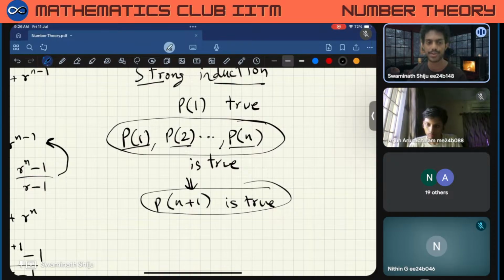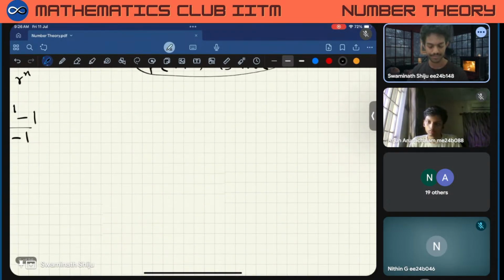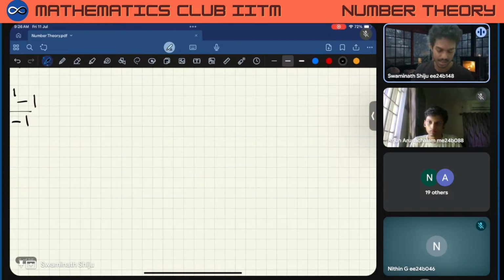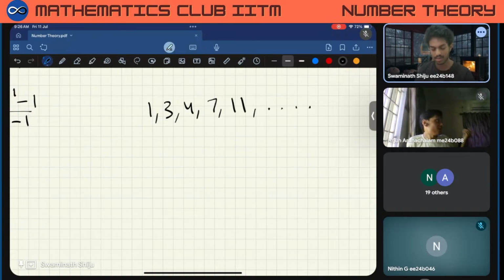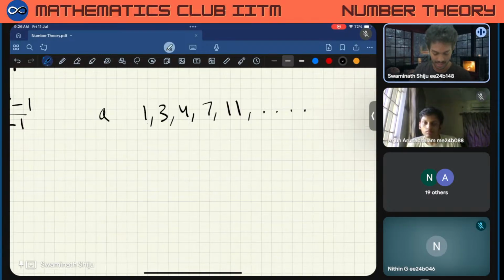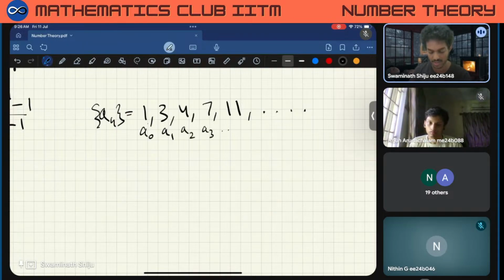Now, why would you want to use strong induction would be one question. Consider this series, right? 1, 3, 4, 7, 11, and so on. This is a form of Fibonacci series, not the normal one, but 1 plus 3 is 4, 3 plus 4 is 7, 4 plus 7 is 11. Now I want to prove something. Let's call this an. So this is a0, a1, a2, a3, and so on.